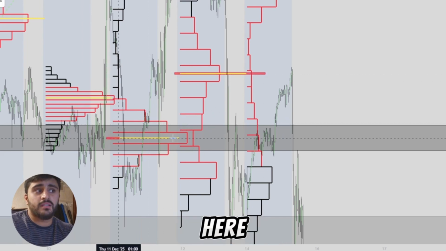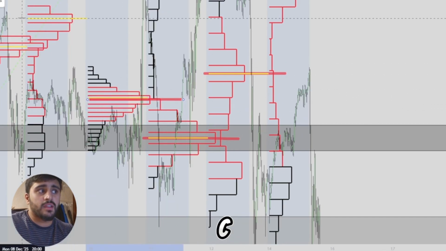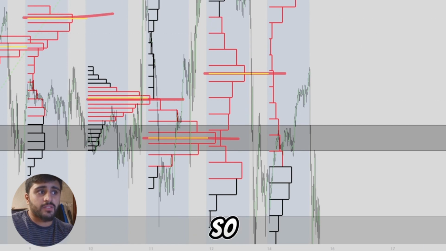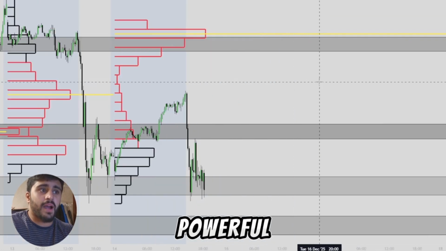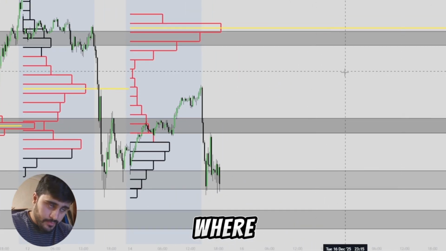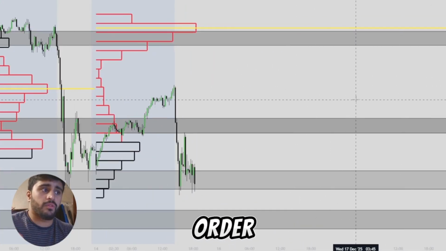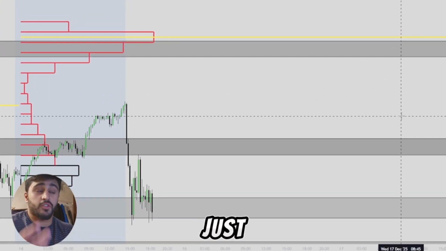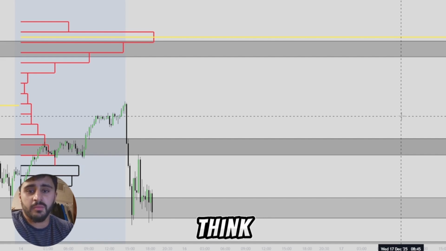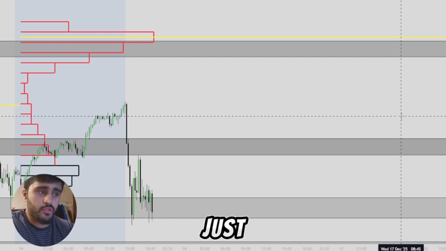So for each day, we have a specific POC. POC here, POC, POC, POC, POC. Knowing where the point of control is for the previous day is quite powerful, and this is where using order flow comes into play. Now, a couple of rules about the POC, or just a volume profile as a whole, that I think people should remember.